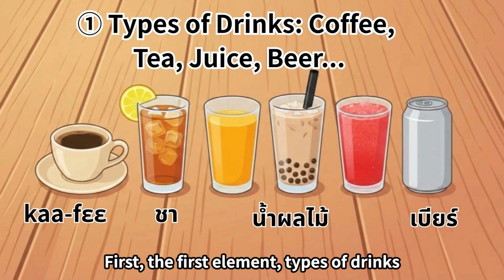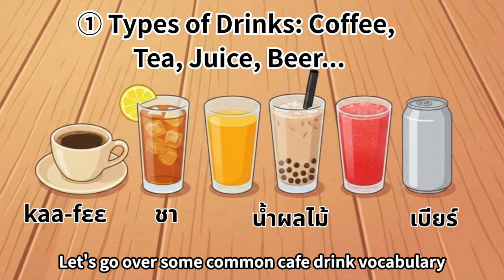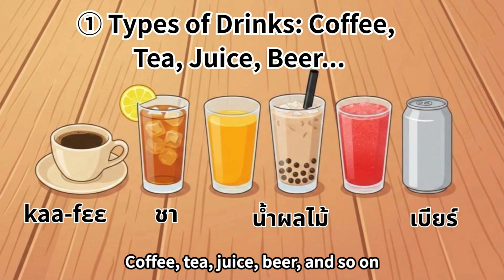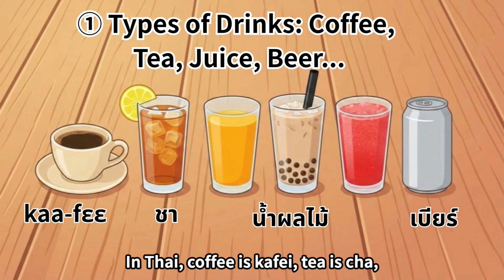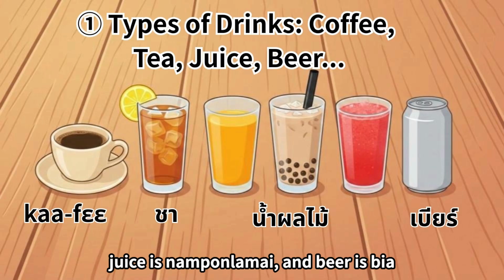First, the first element, types of drinks. Let's go over some common cafe drink vocabulary: coffee, tea, juice, beer, and so on. In Thai, coffee is cafe, tea is cha, juice is nam pon lamai, and beer is bia.